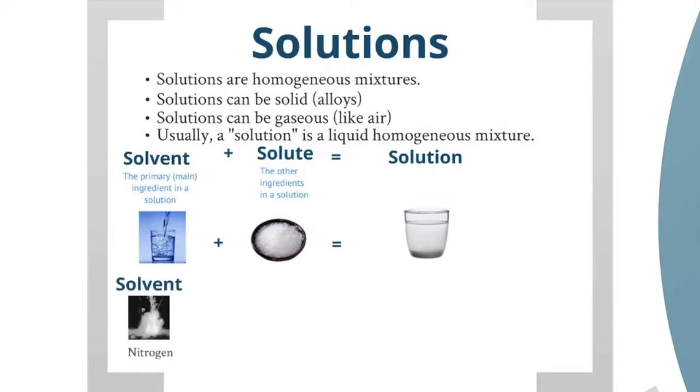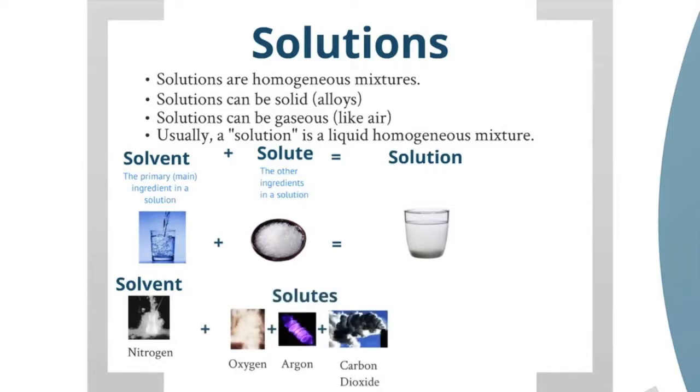Another example. Let's say we had nitrogen gas as the main ingredient, the primary ingredient. That would be the solvent. And then say we mixed in a little bit of oxygen, a little argon gas, and a little carbon dioxide. They would be the solutes. Now, can you recognize what solution these ingredients make?